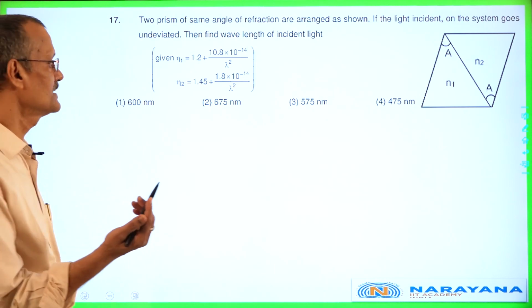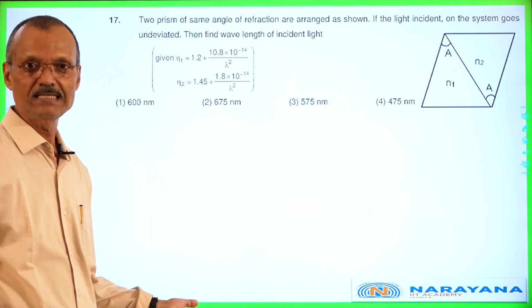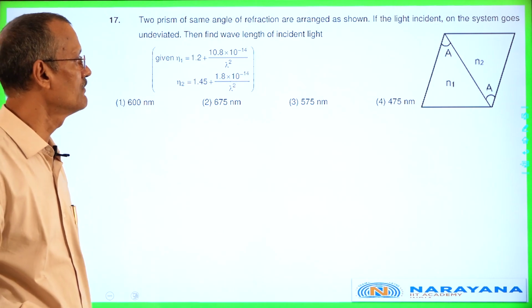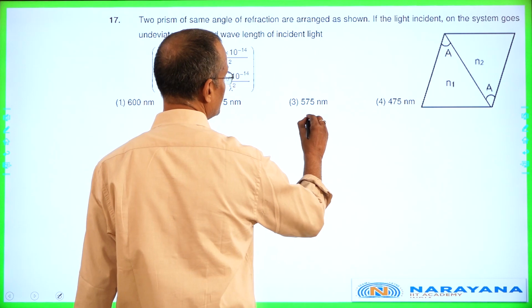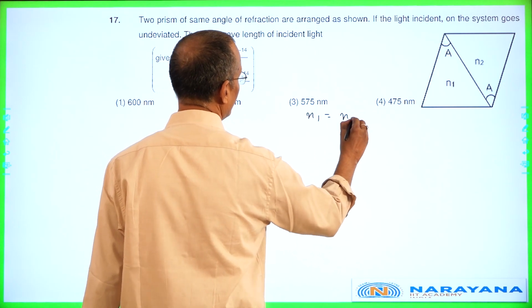If both medias are same, then the refractive indices must be same. They have used symbol N1, usually we are using symbol mu. So, for this symbol N1 must be equal to N2.